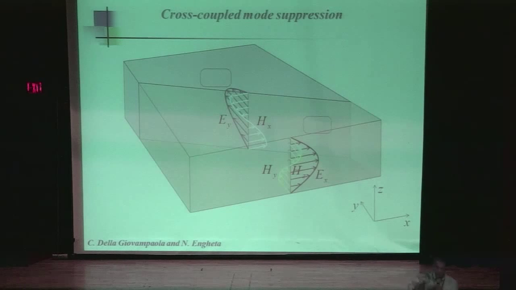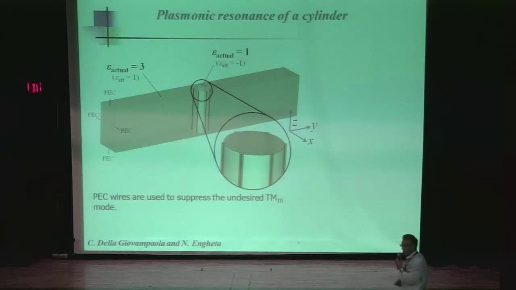We want to keep the mode purely TE10 in order to completely imitate the plasmonic effect with all positive dielectric material. So the question to us was, how can we get rid of this coupling? We have to introduce something else in this waveguide in order to kill this mode coupling. And we came up with the solution. The solution is to put tiny wires along that interface.